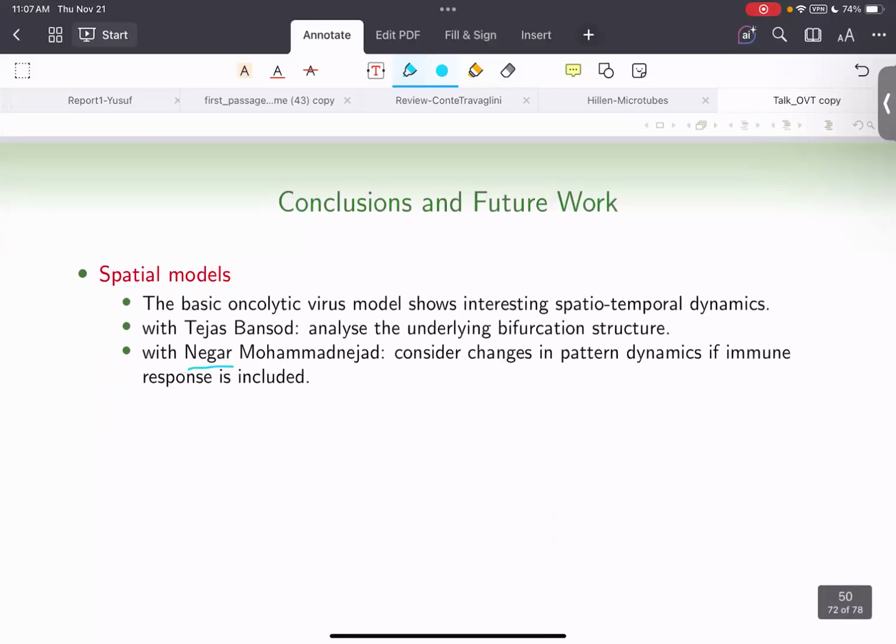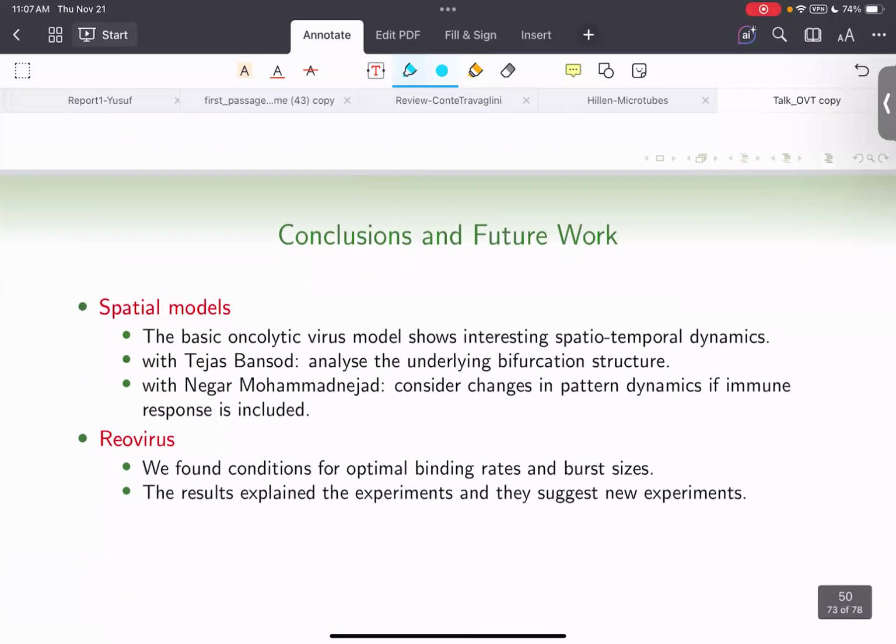With Nagar, we look at how these patterns change if the immune response is included. And she had shown me new simulations last week. And it turns out the oscillations disappear immediately. As soon as the immune system is part of it, you get rid of these complicated chaotic oscillations, which is very interesting in any way.